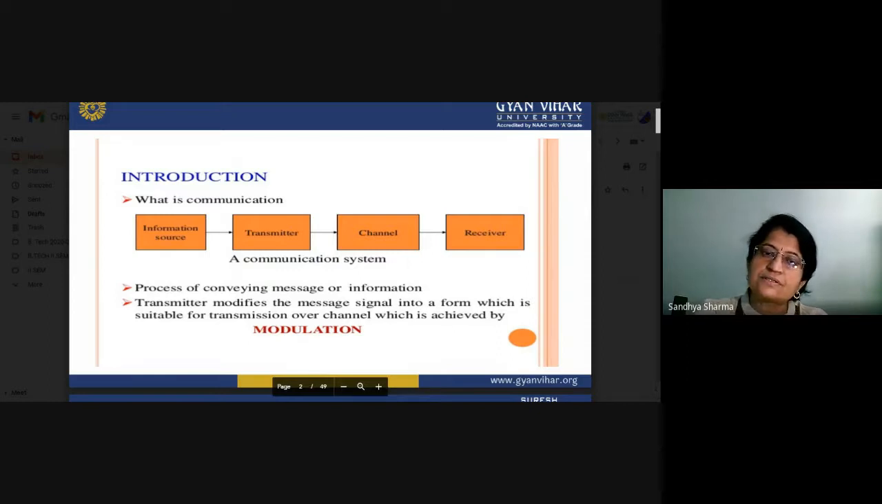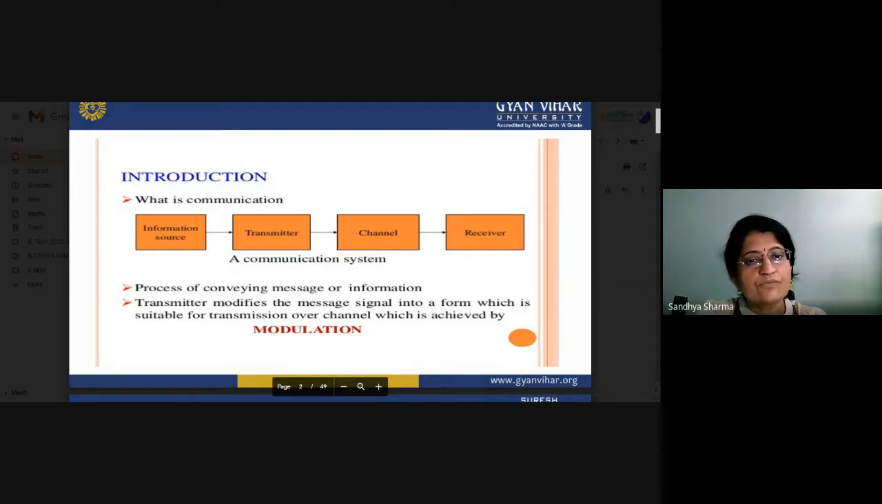Modulation is basically superimposing your low frequency signals onto higher frequency signals. We say low frequency signals because our information or messages are generally in low frequency ranges, and if we directly transmit these signals, they will not travel to longer distances. So to transmit our information to longer distances, we require modulation.